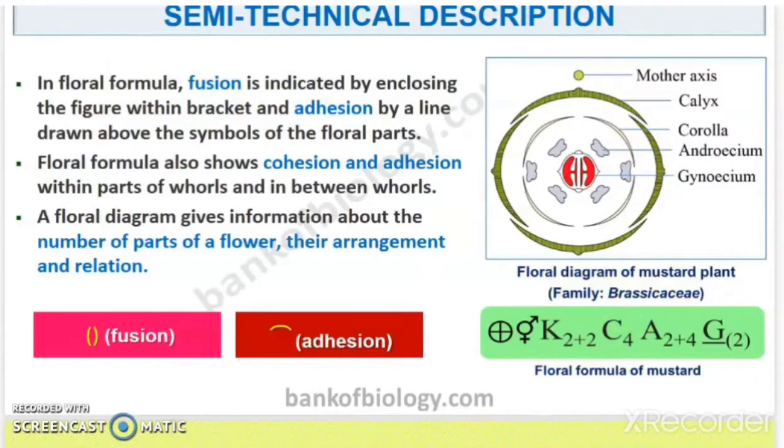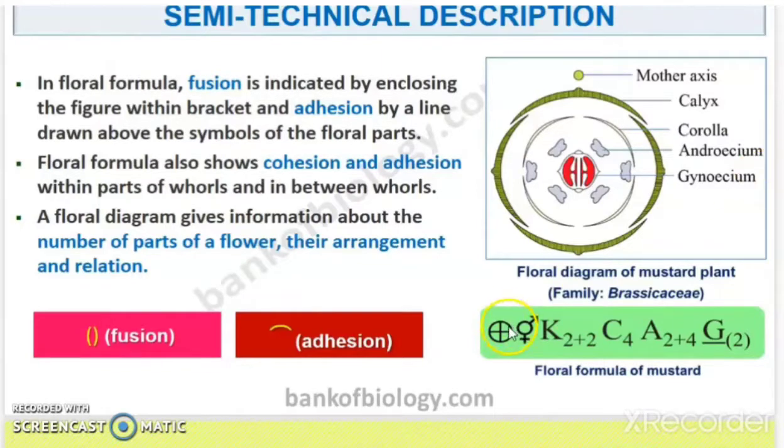So here they have given the floral diagram of the mustard plant and also the floral formula of mustard. So let us see under which family this mustard plant comes. It comes under a family called Brassicaceae. This is a family which has many species in it. One of the examples is the mustard plant.